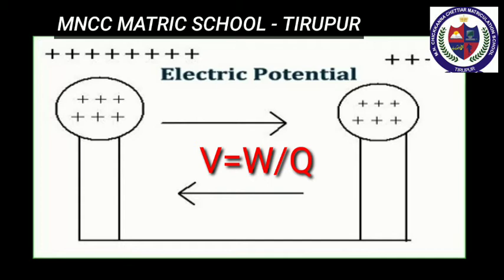Next, the SI unit of electric potential or potential difference is volt, that means V. The definition of volt: the potential difference between two points is 1 volt if 1 joule of work is done in moving 1 coulomb of charge from one point to another against the electric force. So 1 volt is equal to 1 joule divided by 1 coulomb.